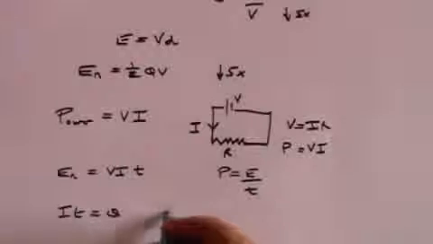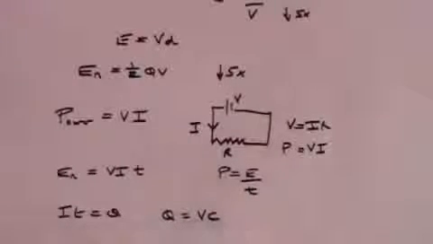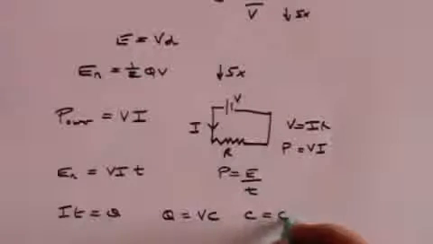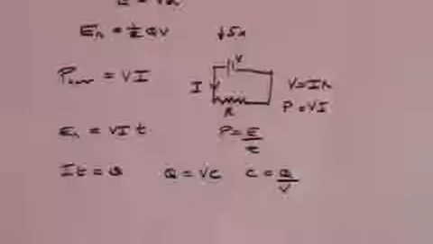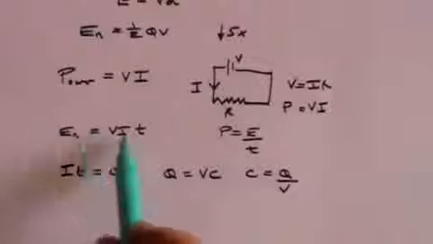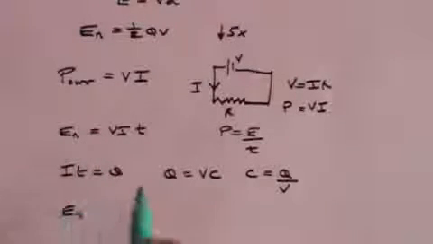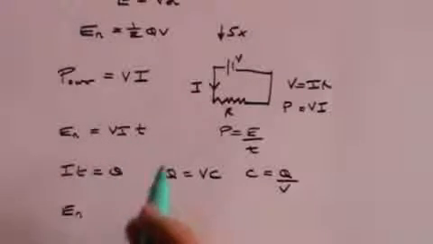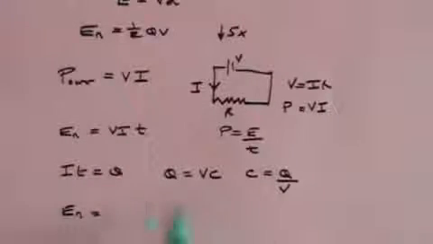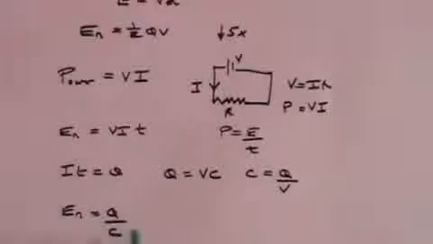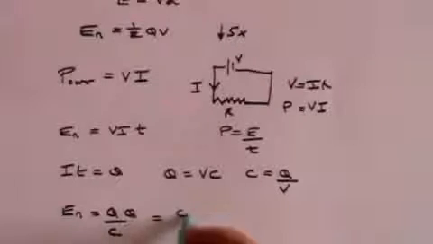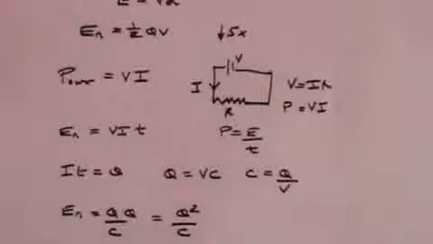And Q is equal to VC. That's how we measure capacitance. Capacitance, you remember, is charge per volt. So that means we can take this formula here, and say that energy is VIT. Well, V we can say is Q over C, and IT is Q, and that's Q squared over C.